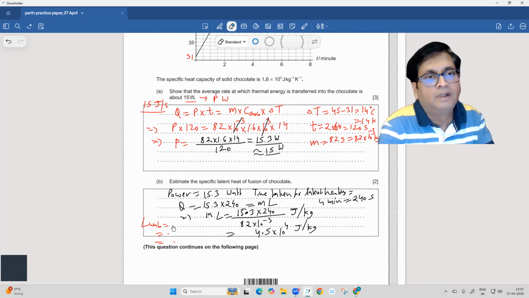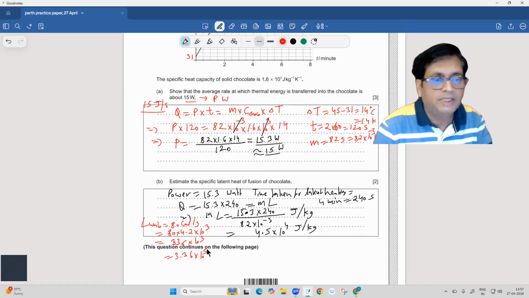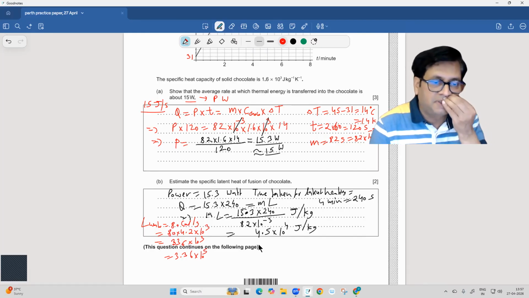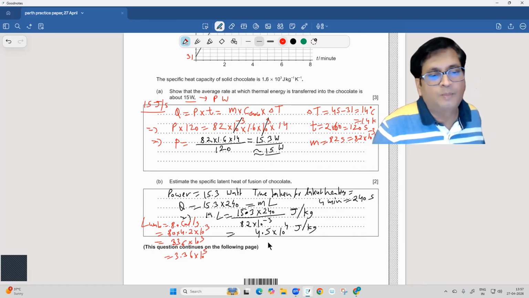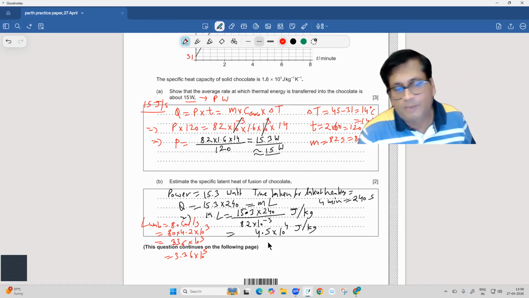Solid to liquid. So for water it is 80 calorie per gram, right? So it will be like 80 into 4.2 joule per gram. So per kg it will be times 10 to the power 3. That is 336 into 10 to the power 3, 336,000, which is 3.36 into 10 to the power 5. It is still pretty much more than this, right? So obviously water is much more difficult to melt compared to chocolate, right? Chocolate is easy to melt.